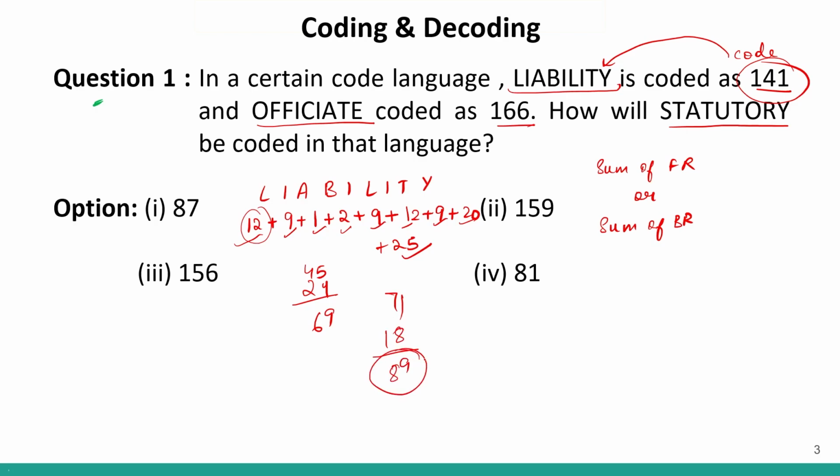The sum of the forward ranks is 89, whereas the code is 141. So basically we are not using forward ranks probably. So let us check with backward ranks. Do you remember the backward ranks? Let me write them down.